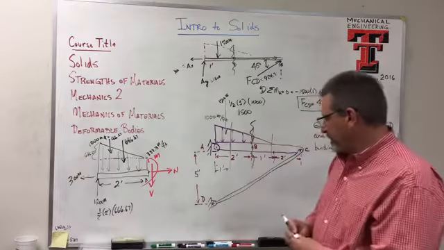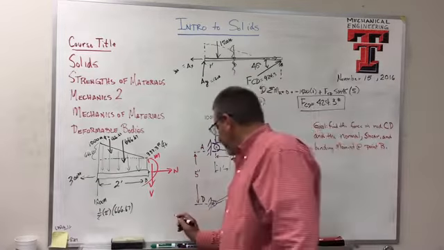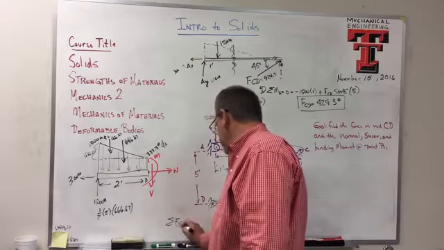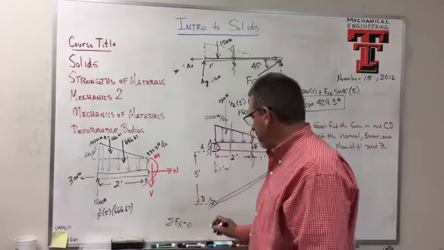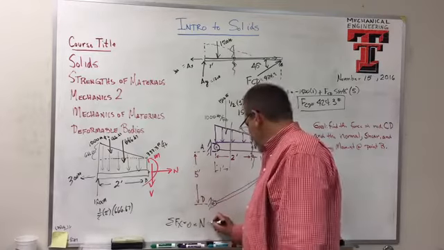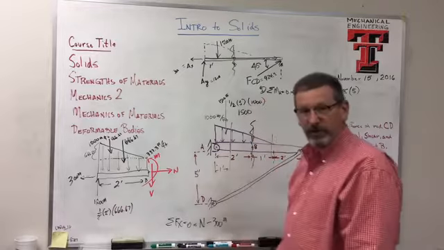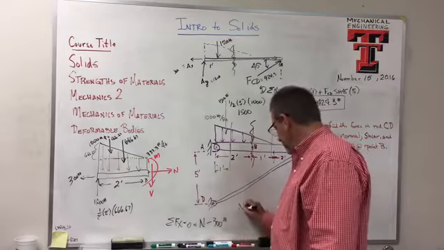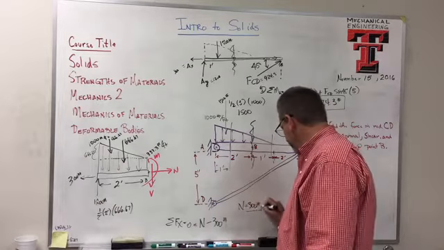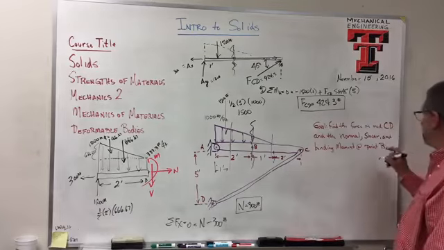Okay, here we go. Let's find N first. That seems very easy to do. It's in the X direction, so let's just sum the forces in the X. And what do we have? We have N, and we have minus 300 pounds, and that's all there is to it. So N must be equal to 300 pounds. That was easy.